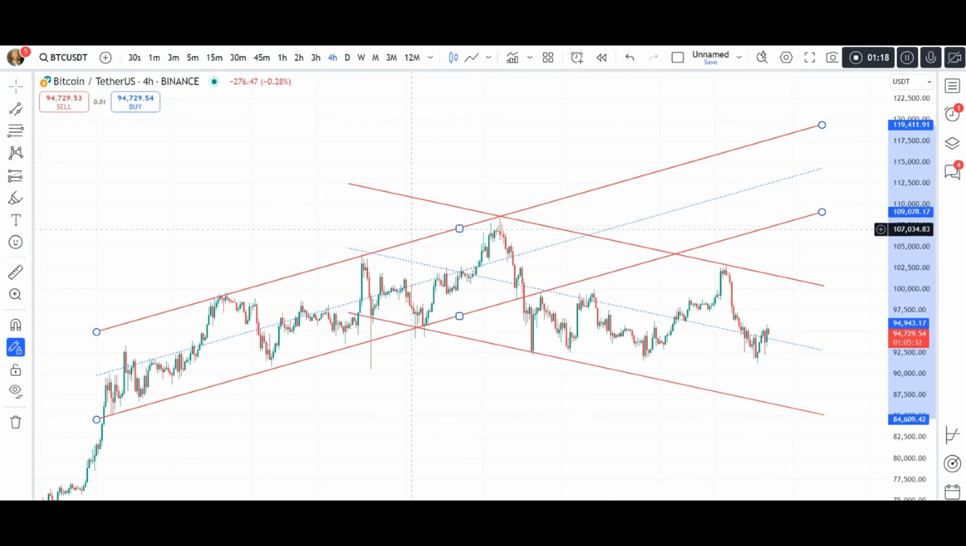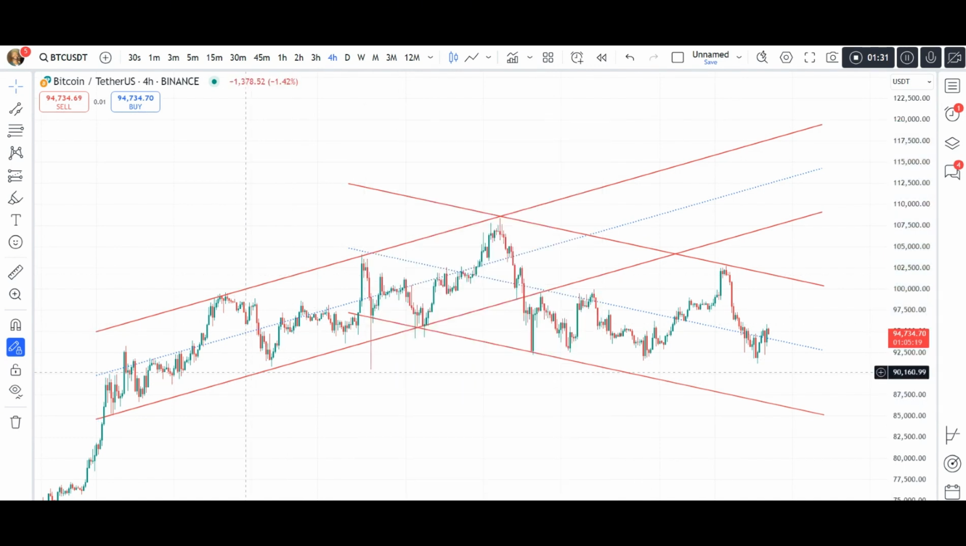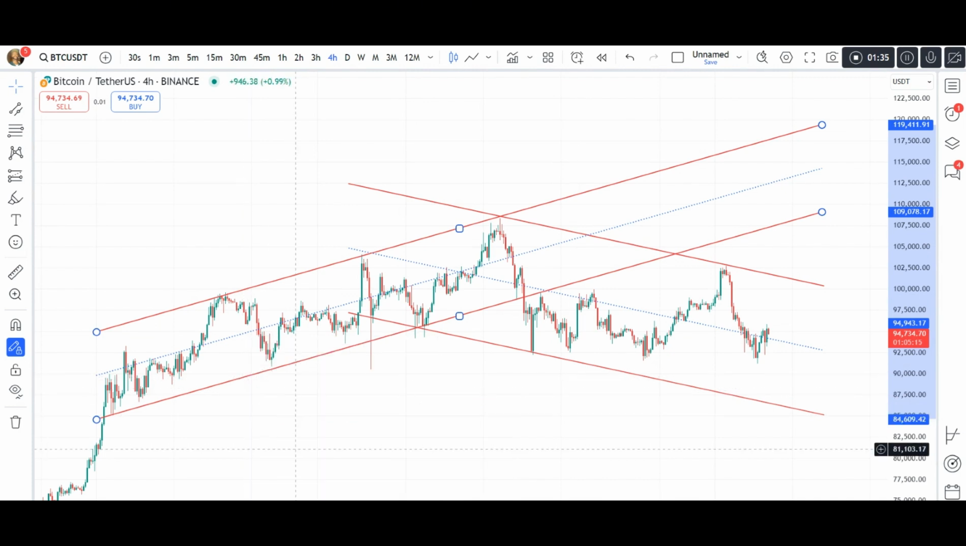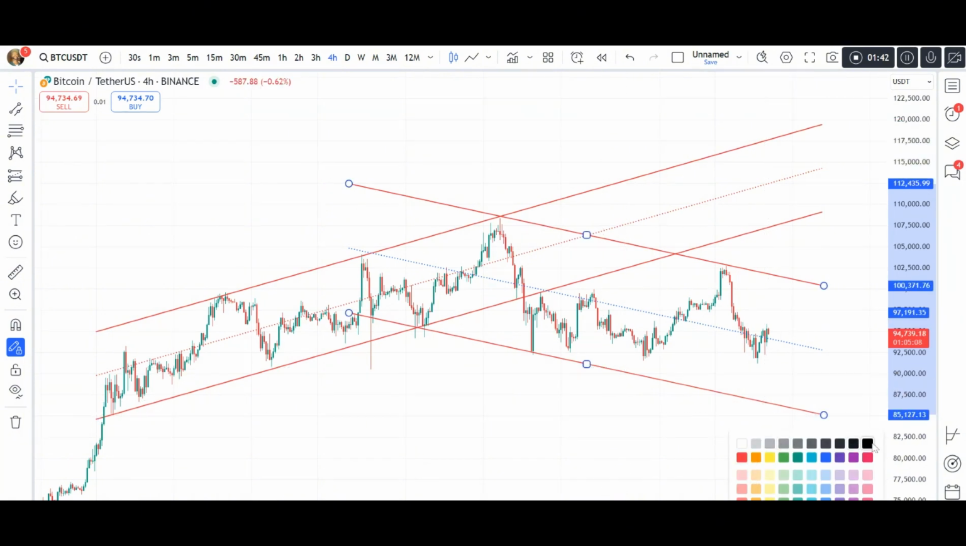The strategy is like this: we look for channel in channel. Here we have an ascending channel and a bearish channel all intersecting. Now let me change the color so that you get to understand it properly. We need to make it simple. And let me change this to black. So you see this is an ascending bullish channel and this is a bearish channel.